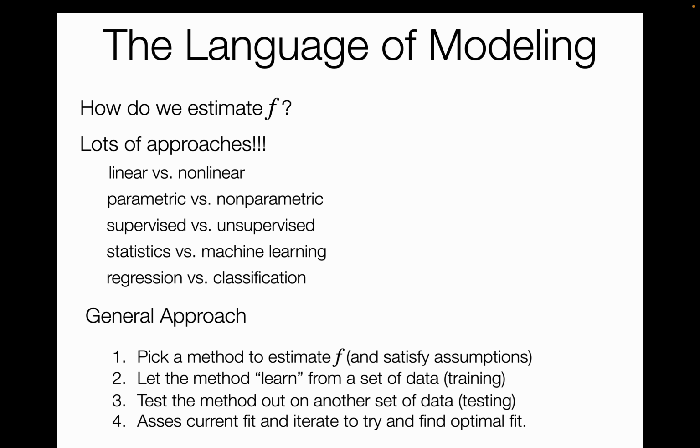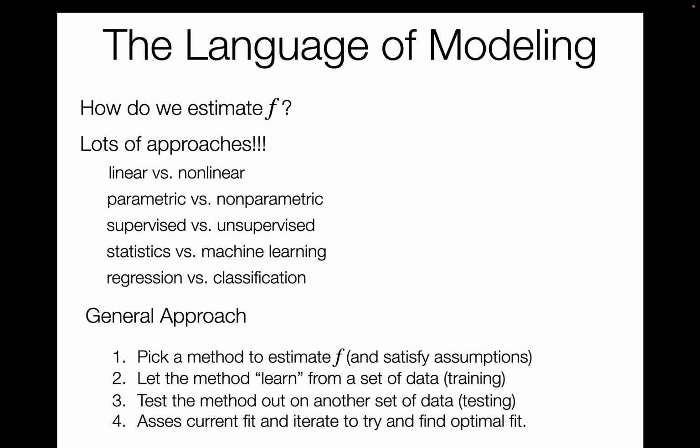So for instance, if I have data that looks like a parabola, probably not a great idea to fit a line to data that looks like a parabola, like a linear line. So y equals mx plus b. Now y equals mx squared plus b, much better. But just mx plus b, probably not a great idea. So pick a method. Let the method learn from a set of data. That's called training. So you give it some data. You say this is the relationship. Learn from it. So it learns from the training set.